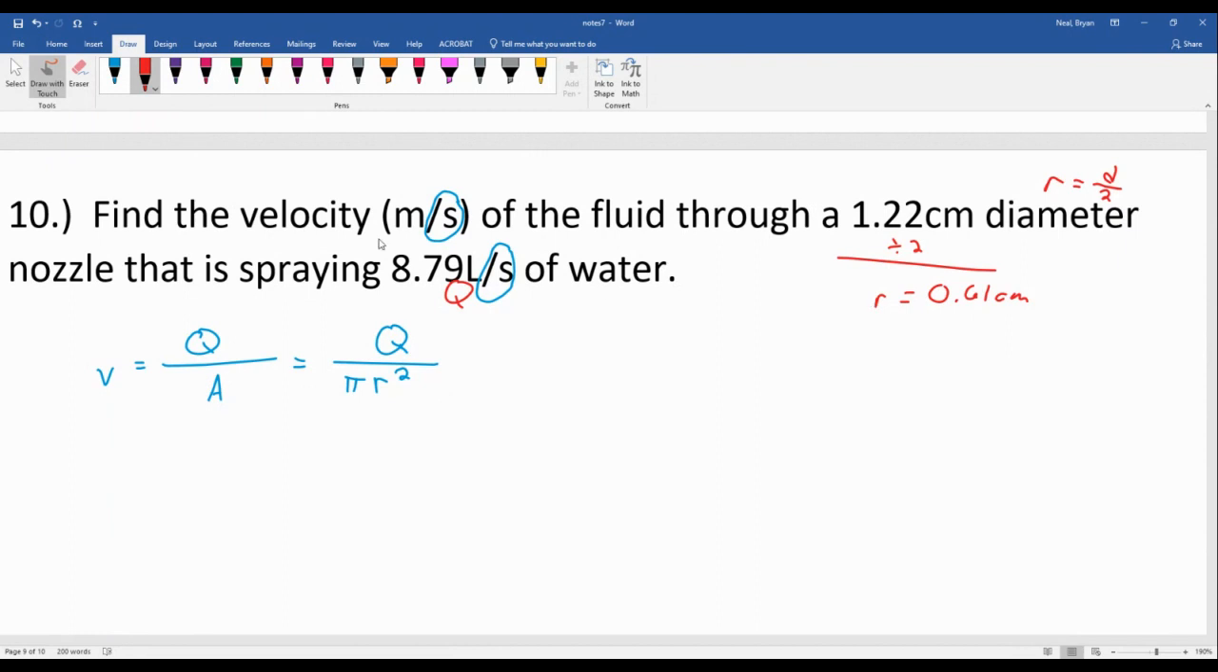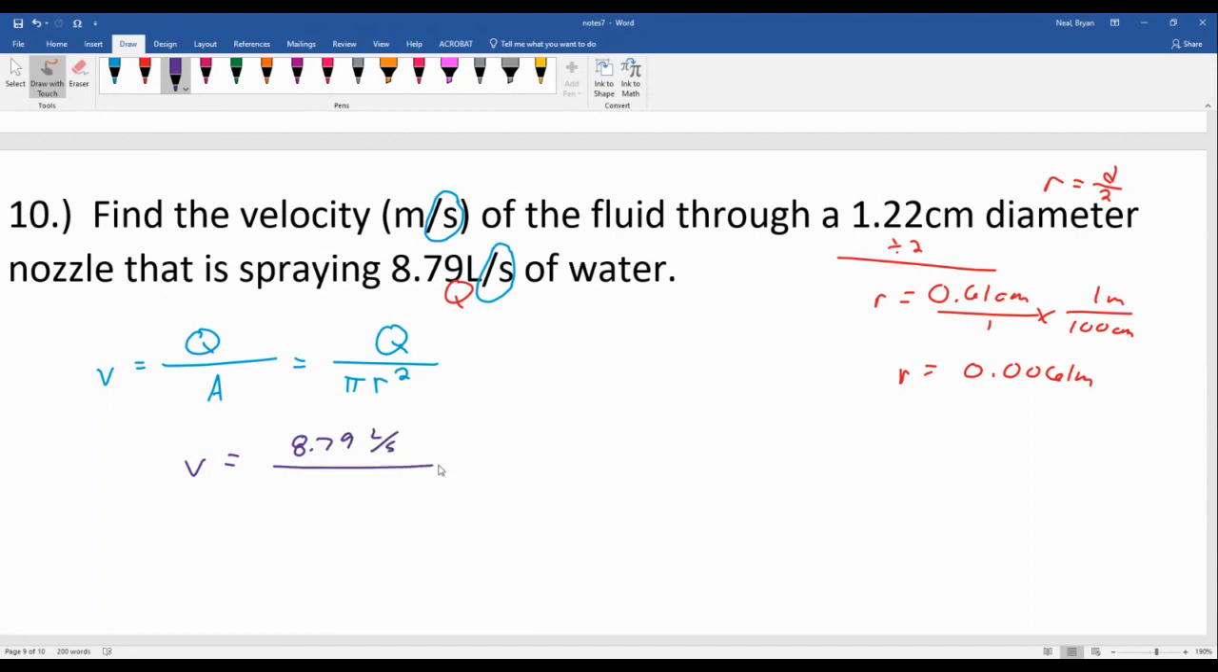Now, that doesn't fit with the meters I'm eventually trying to get, so I want to go ahead and also fix this. Remember, as we've seen a few times, 100 centimeters is a meter, and that's going to give me this radius is 0.0061 meters. Now, when I start plugging into this, meters look good, but we've got extra units. We've got these liters that need to go somewhere or leave somehow.